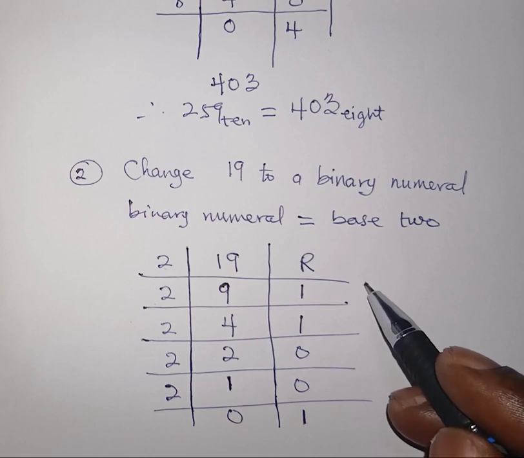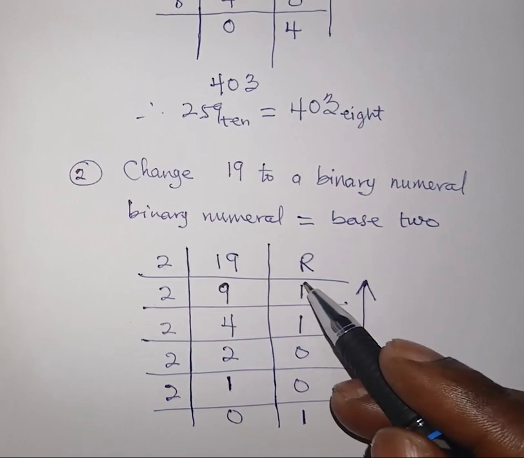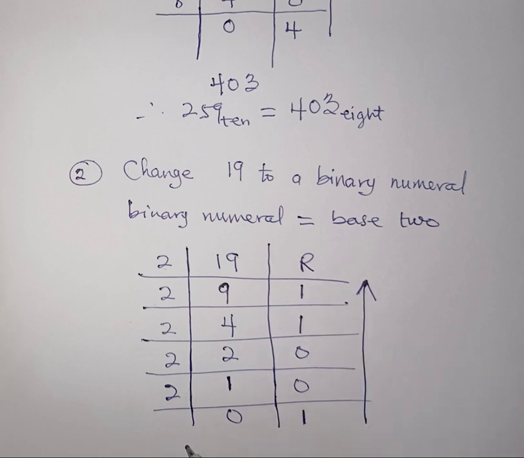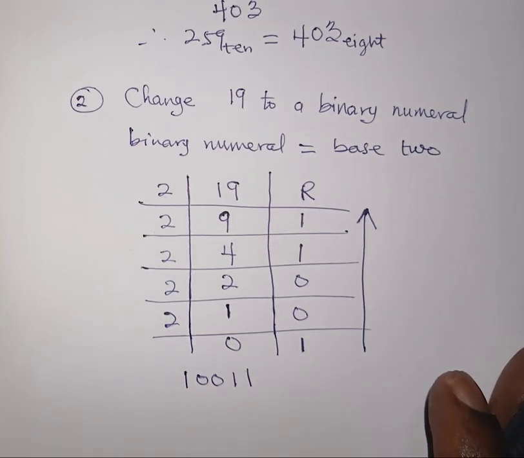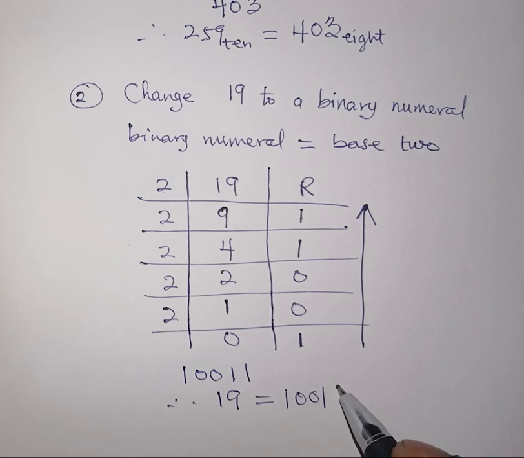So once you are done, then you are going to write the numbers from down to top. So it means that it's going to be what? 1 0 0 1 1. We can write our answer as what? Therefore 19 base 10 is equal to 10011 base what? 2. So it is very simple, isn't it? Yes, it is very, very simple.